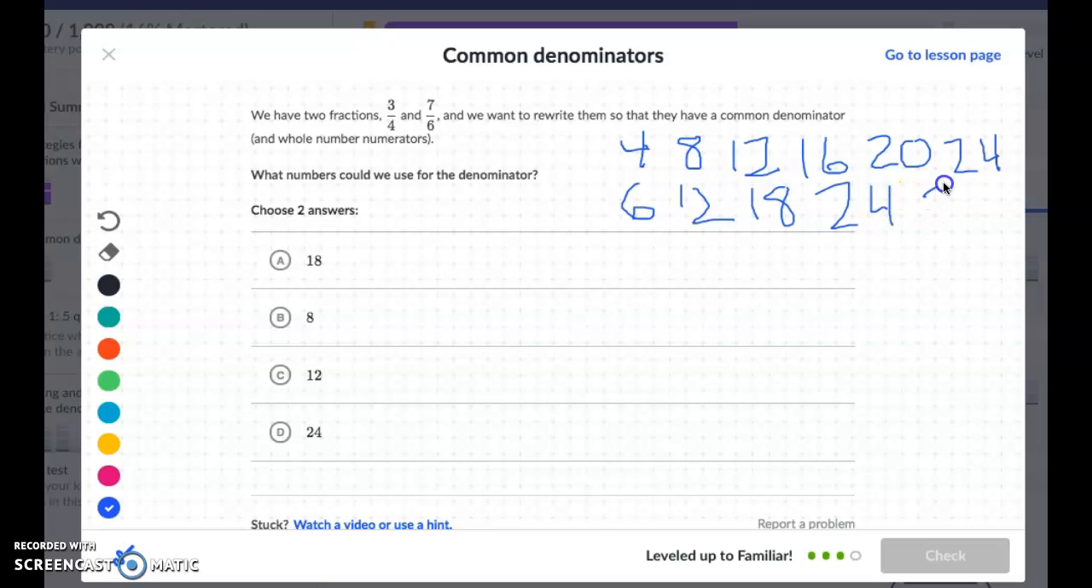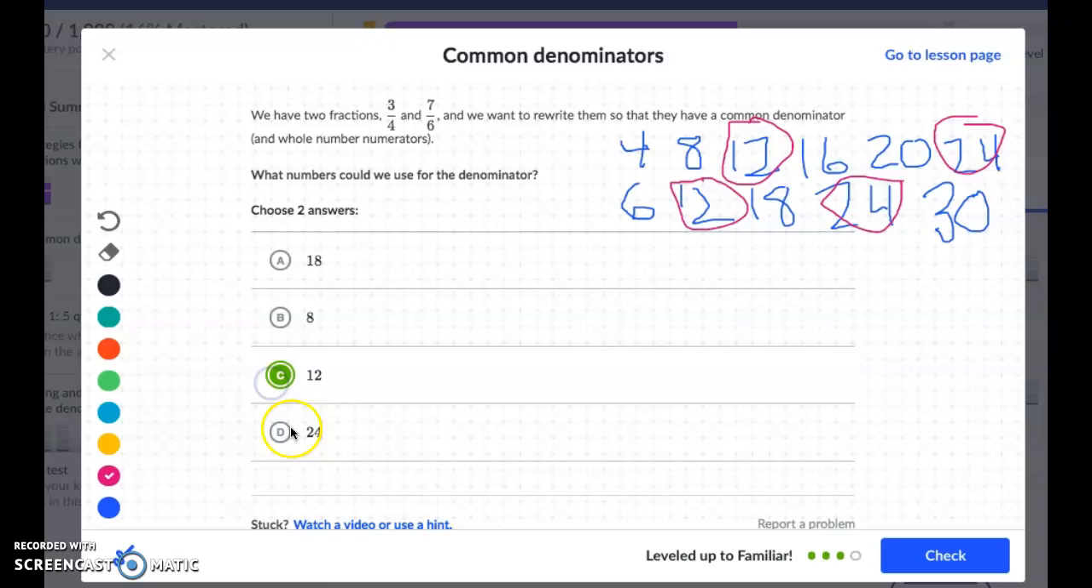30. And now I'm looking for what numbers are in both columns. So which do they have in common? Well, I see here that there's a 12 in both. And I also see there's a 24 in both. So both of those would work as a common denominator. So in my list, I see 12 and I see 24.